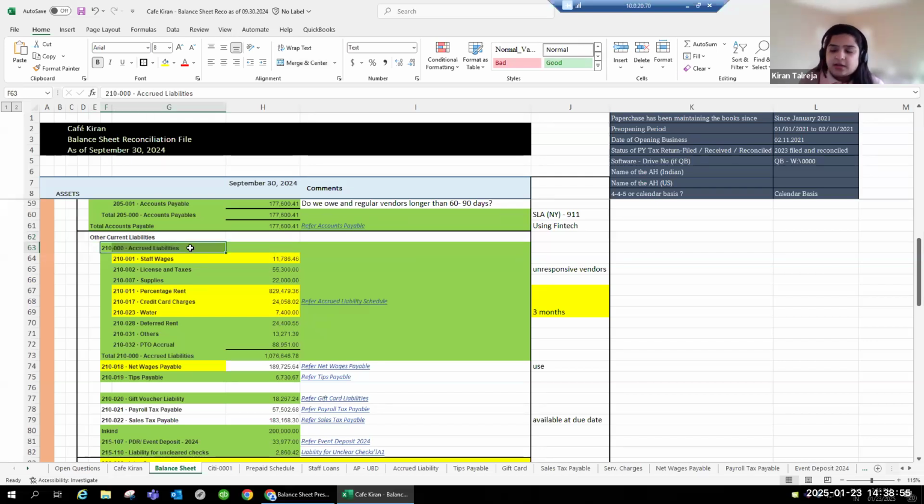Starting with a very key other current liability, that is accrued liability. It's the sister of prepaid expenses. Anything that you have not paid yet, but it's already due, is your accrued liability. Any percentage rent that you have not been paying your landlord right now, but you have to pay because we have already made that income. A lot of our clients have this clause as a part of their lease agreement of giving an additional percentage rent over and above the base rent if they are doing well.